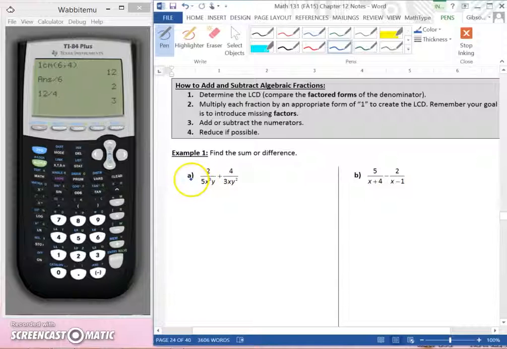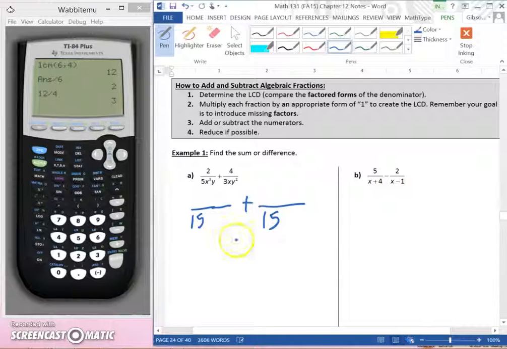Now we look here. We have A. We have 2 over 5x cubed y plus 4 over 3x y squared. Okay, we have to find a common denominator. Now, first of all, let's look at the numbers before we get to the variables. What's the common denominator of 5 and 3? 15. So now, we know that 15 is going to be part of our new denominator.